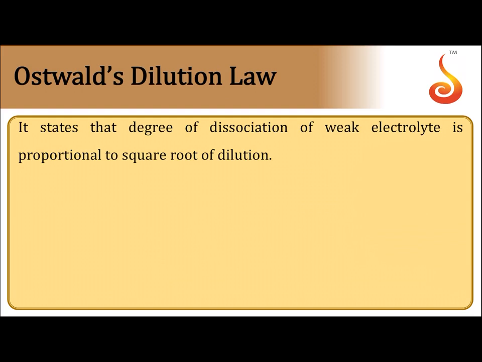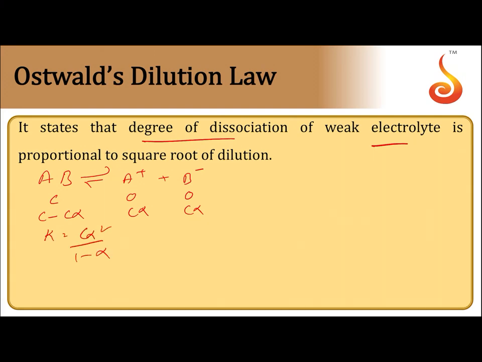Then comes Ostwald's dilution law. It states that the degree of dissociation of a weak electrolyte is directly proportional to the square root of dilution. Let us take a salt or electrolyte like AB giving rise to A plus and B minus, with initial concentration C, 0 and 0. At equilibrium, C minus C alpha, C alpha, C alpha. So the equilibrium constant K is equal to C alpha square by 1 minus alpha.